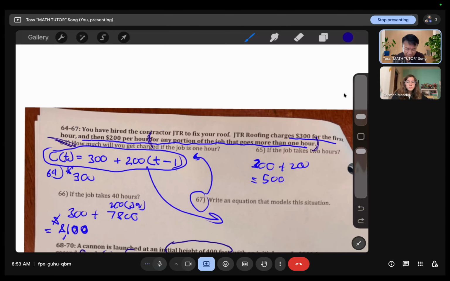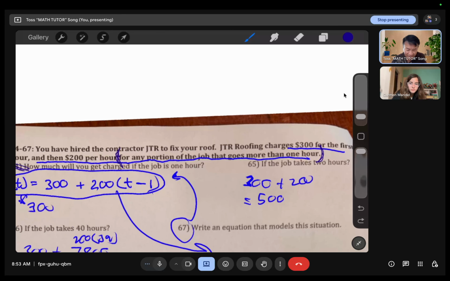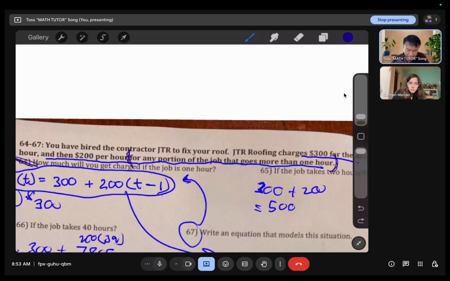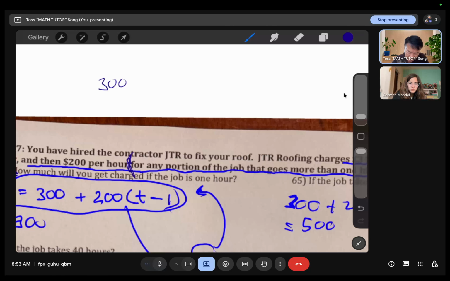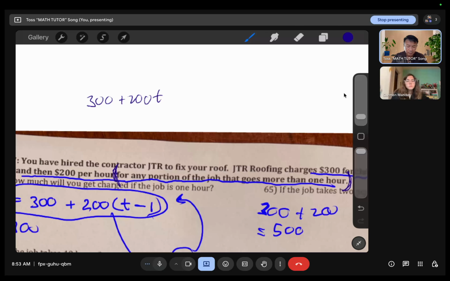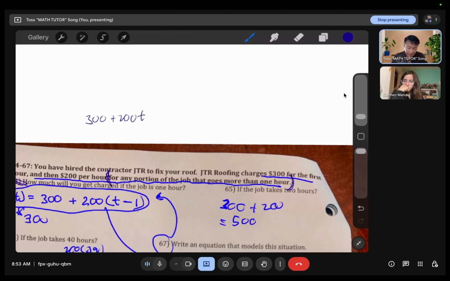So here's the explanation for it. Now I recommend you memorize it, but there's a reason behind why you do a -1. For example, if you actually don't do a -1, let's just say you start off with this and you do 200 times just t. Okay, so if you do it without the -1, or a +1, which is not going to work either. So here, for the first hour, right?